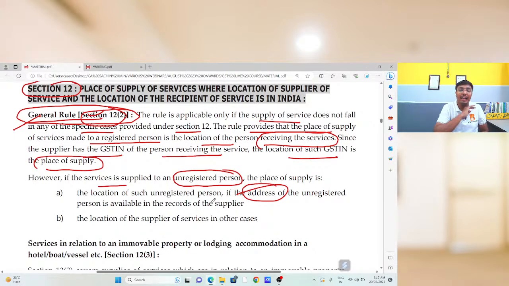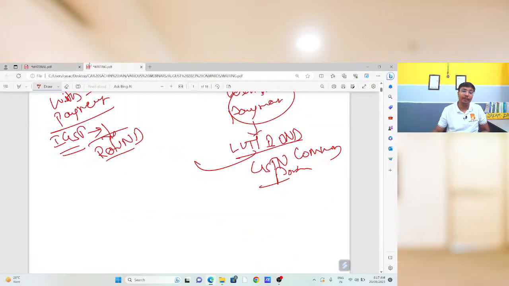And if I have no address of that unregistered person, suppose on the website of Beto Consultancy Networking Private Limited, someone logs into the portal and takes the consultancy of the experts of Beto. In that case, Beto has no record regarding the person. In that case, the place of supply will be the location of the supplier. That means the registered place of Beto will be treated as the place of supply and CGST and SGST should be charged. So, as per the general principle.